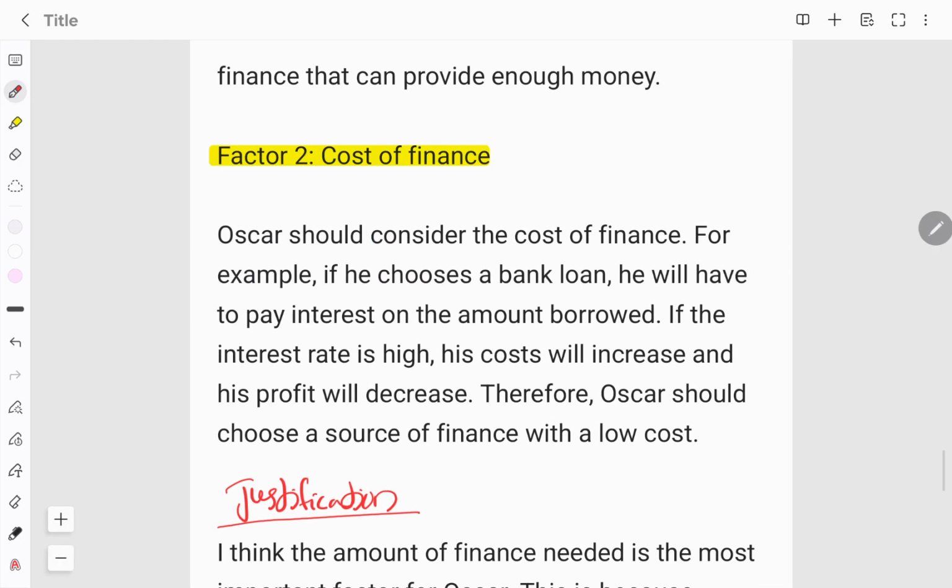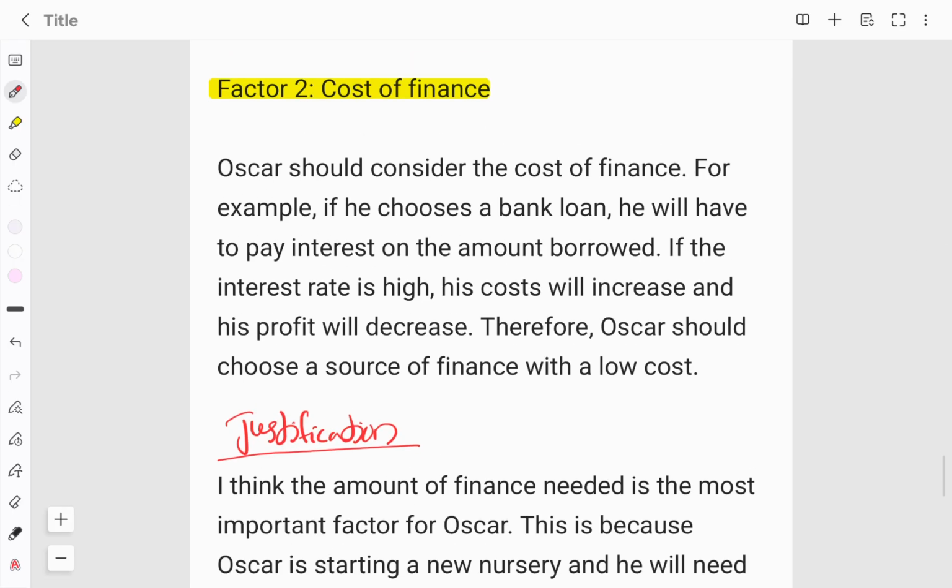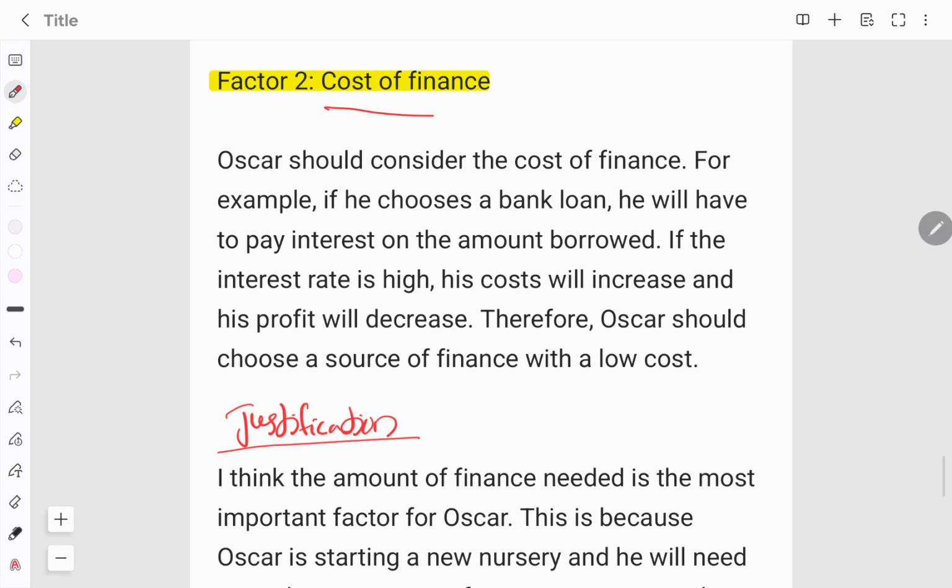Then the second factor is the cost of finance. Oscar should consider how much it will cost him to obtain the finance. For example, if he takes a bank loan, he will have to pay interest. If the interest rate is high, his cost will increase and his profit will decrease. Therefore, Oscar should choose a source of finance with an affordable cost.